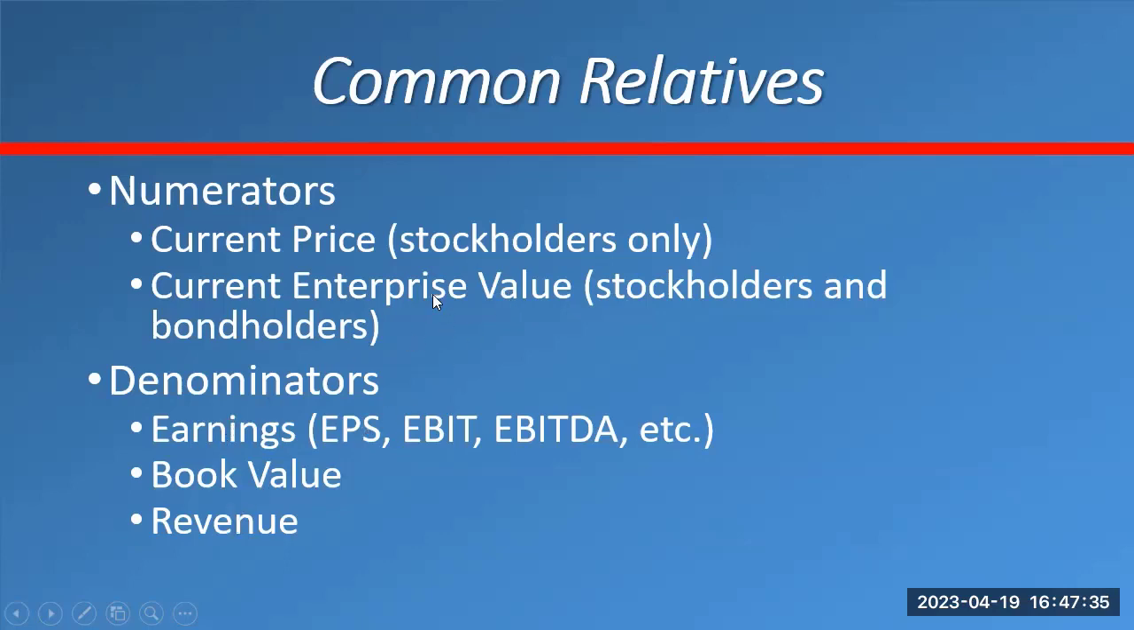Has anyone figured out when I picked enterprise value and when I picked price? No, Dante knows, but he had this before. What was unique? So I did price to earnings, enterprise value to EBIT, EBITDA. I did price to book value, enterprise value to revenue. Any guesses on that? What's unique about EBIT, EBITDA, and revenue? And what's common about earnings per share and book value? Any guesses?